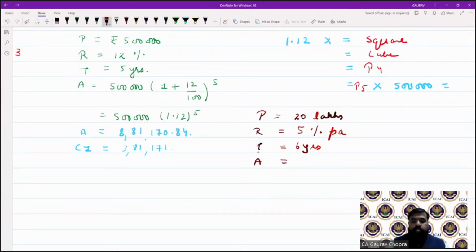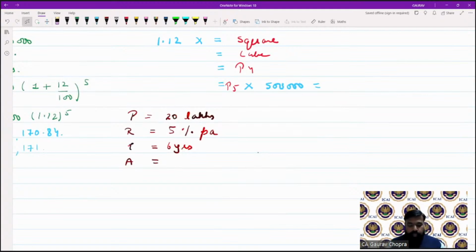Okay, so let's calculate. Now simply you have to do 1.05 on the calculator, press multiply and equal to for 5 times, 1, 2, 3, 4, 5, and then multiply by 20 lakhs. Now what's the answer? Let me know. I have the answer on screen.